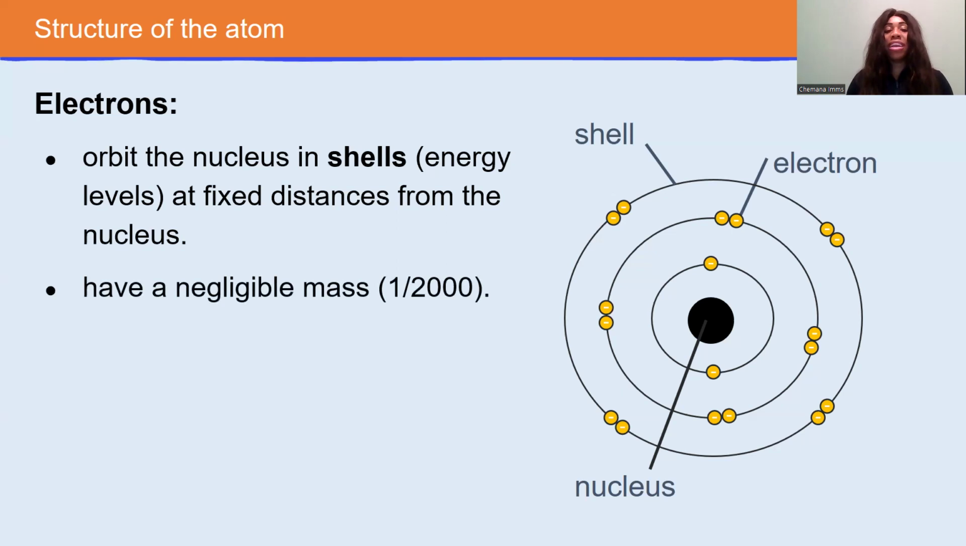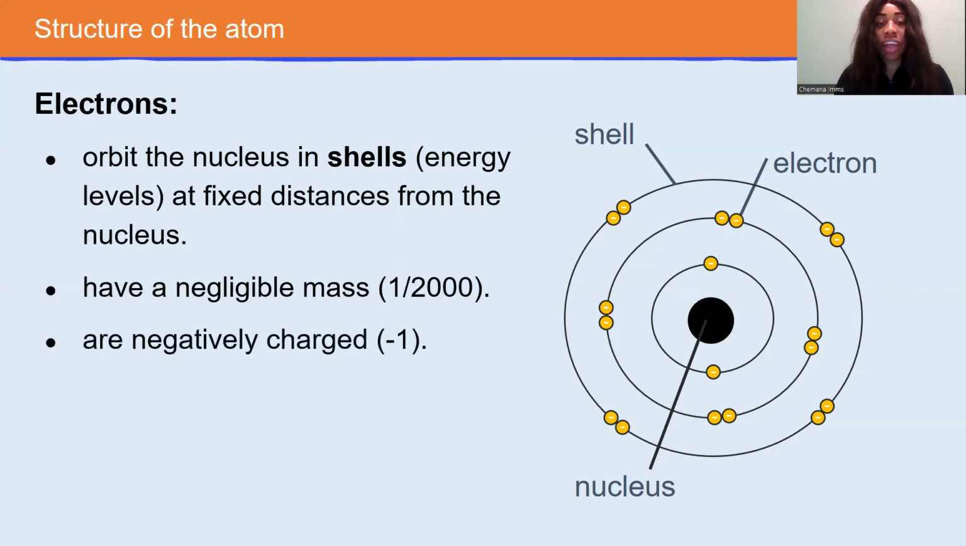Now, electrons have a negligible mass, okay? They're so tiny, we can essentially say that they don't have a mass. However, for the purpose of this and for the purpose of your exams, we would say that it is 1 over 2,000, okay? So their mass is so small and so minute that they technically don't have one, but we would put this down if we were provided with a table or asked for the mass of an electron. Electrons are negatively charged. Now they have a charge of -1.